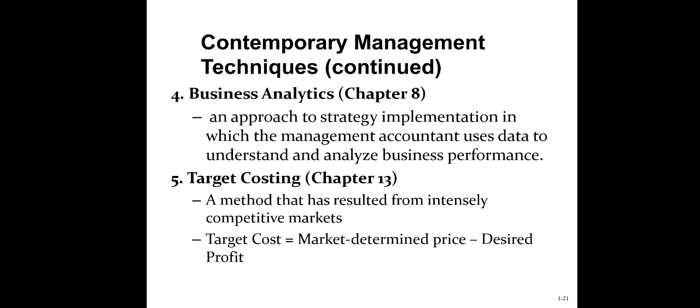Let's say the market price is $150. The company wants 20% profit. So if the price in the market is $150 for the product, and the desired profit is 20%, then the target cost is $120. The business has to produce the product at a cost of $120 or less. Otherwise, the company cannot sell its product.